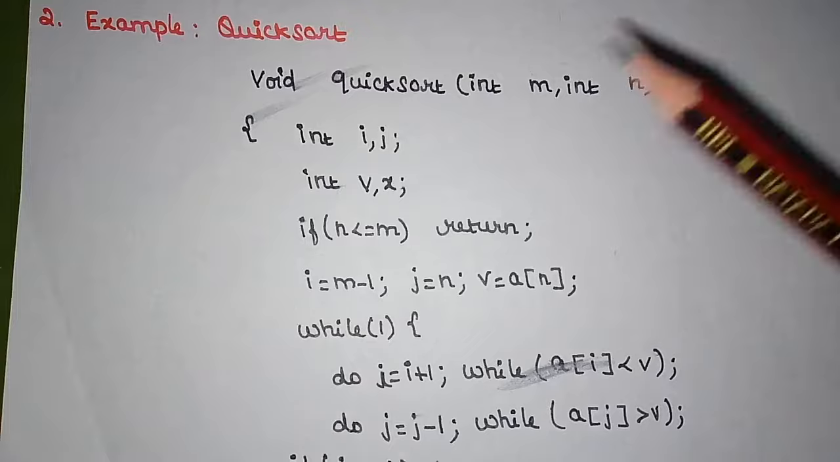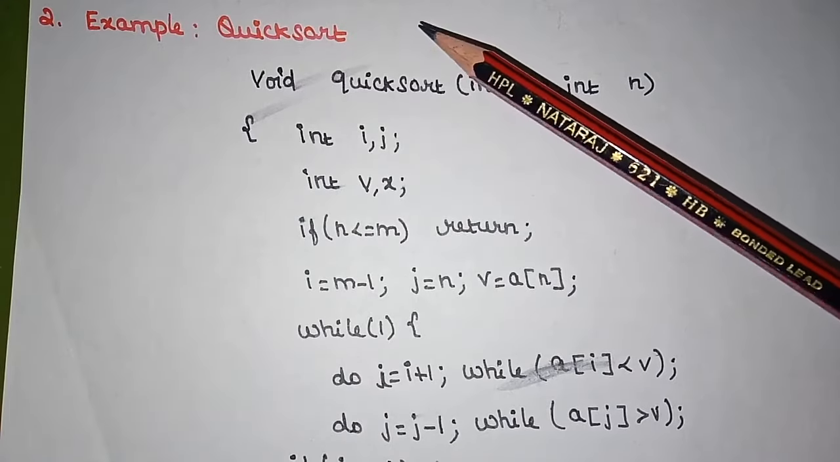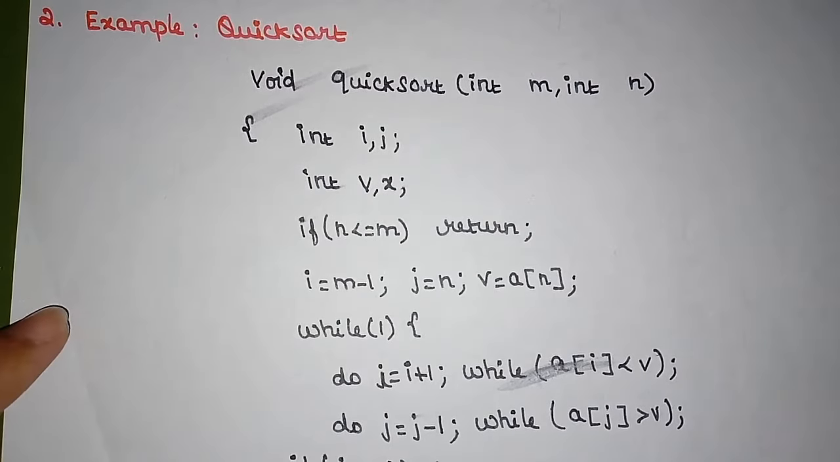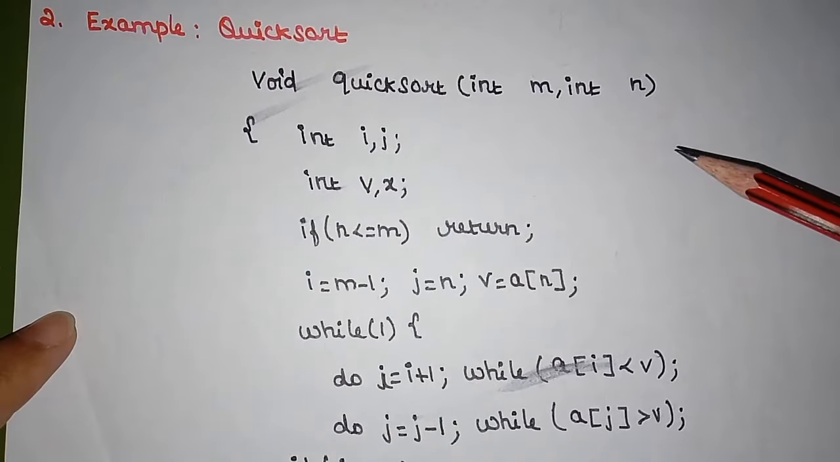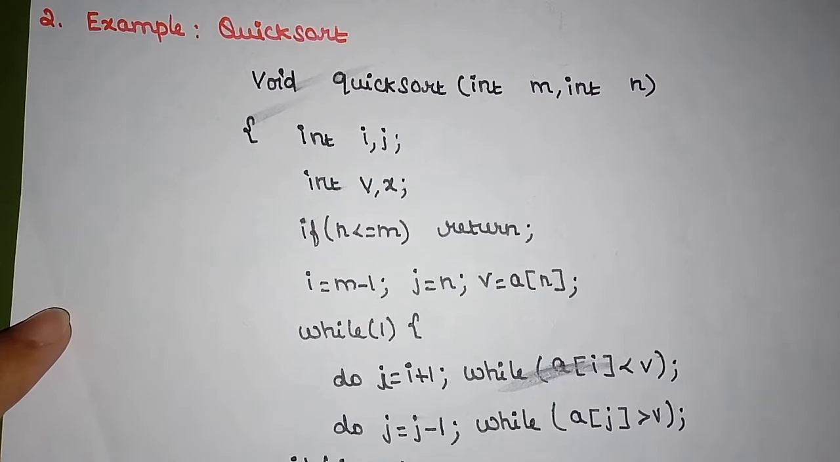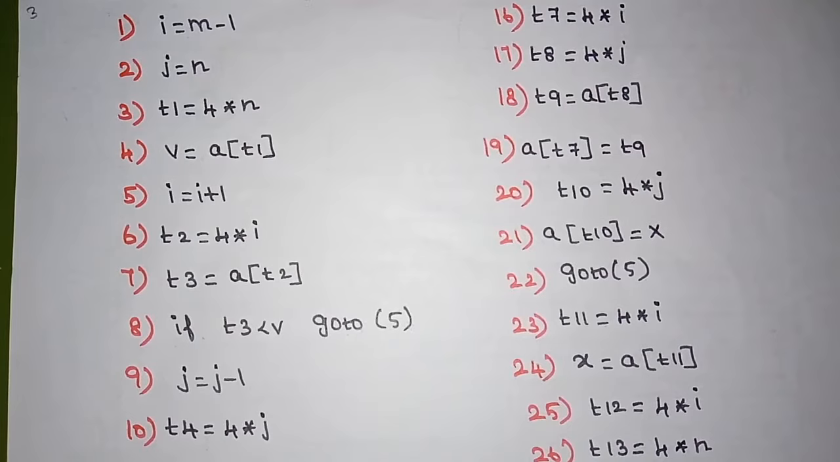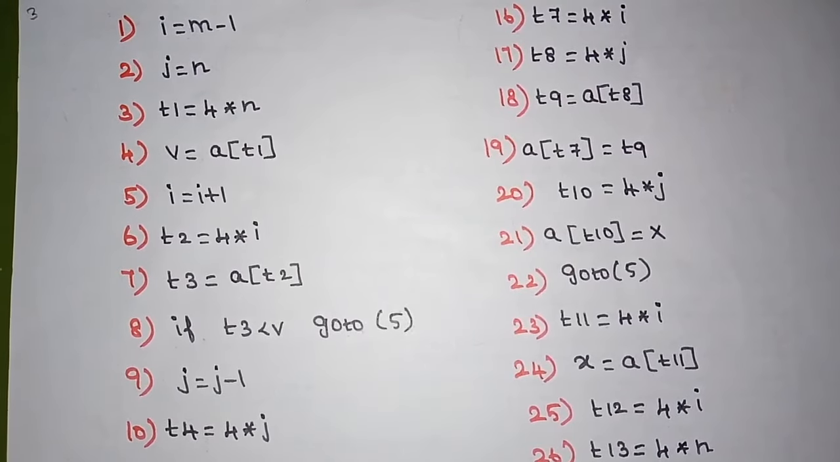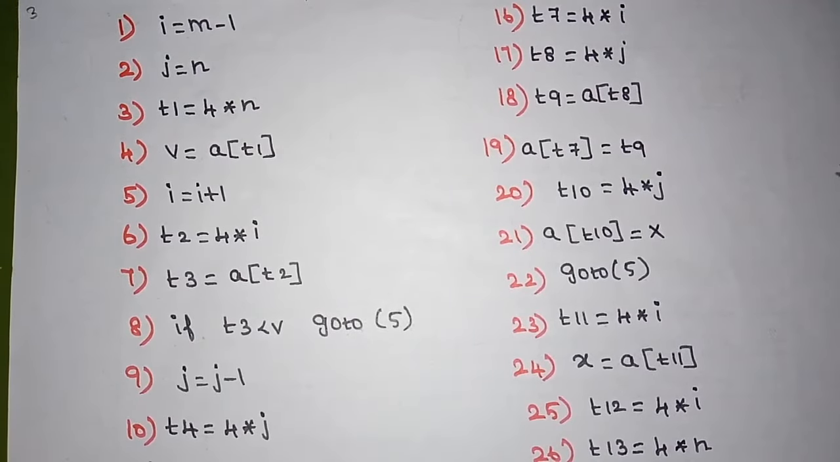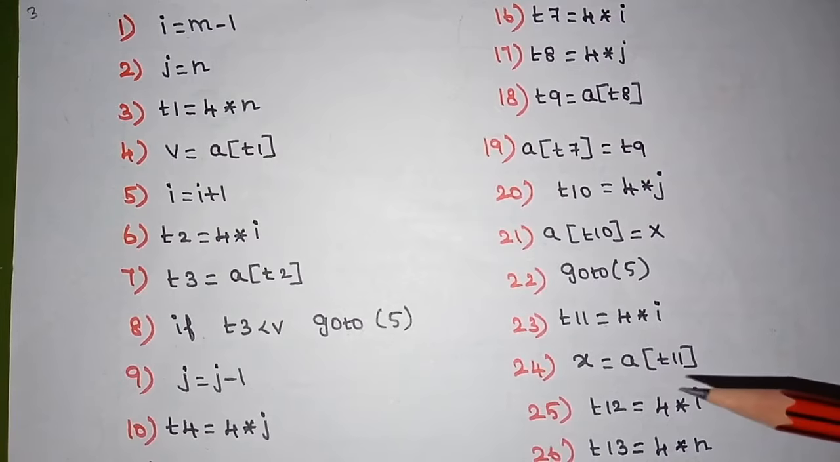Let us consider an example program, that is quicksort. This is the code for quicksort, and now we're going to convert this code into three address code. Then we'll see how we can optimize that particular three address code for this quicksort program. These are the converted three address code instructions for that program. And in this example, we are going to assume that integers occupy 4 bytes.